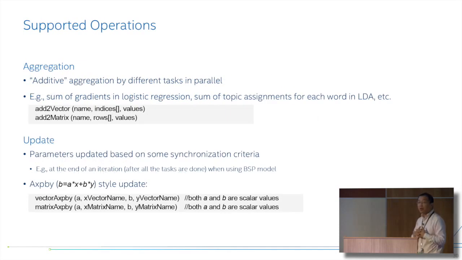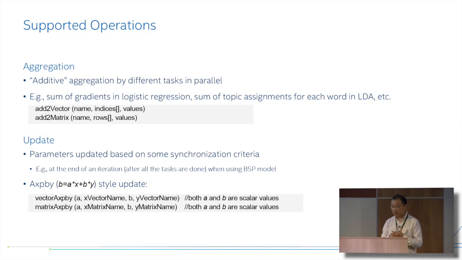With the vector and matrix support, we actually need two types of operations which are widely used in those machine learning algorithms. One is some form of aggregation, which is essentially an additive aggregation operation that can be performed by every task in parallel. For instance, when you aggregate the gradient, you compute the sum of the other local gradients. Or when you aggregate the word topic assignments, you compute the sum of those new assignments.